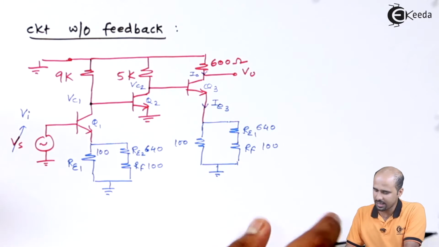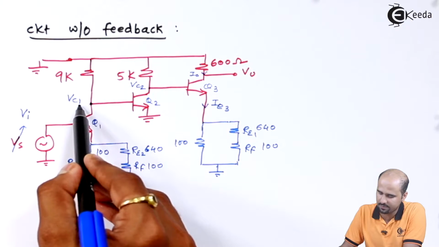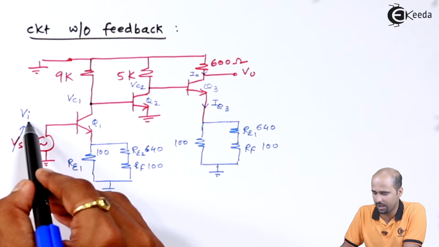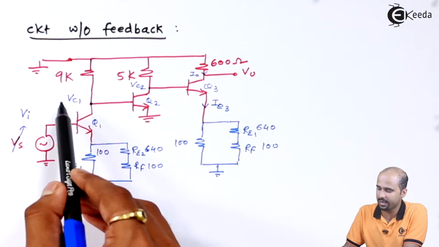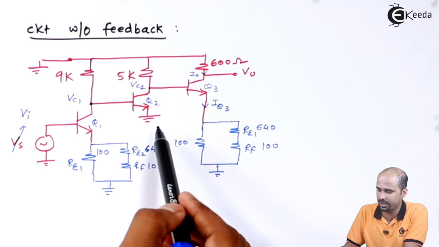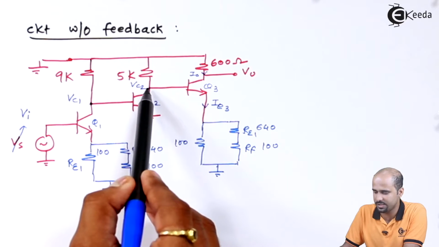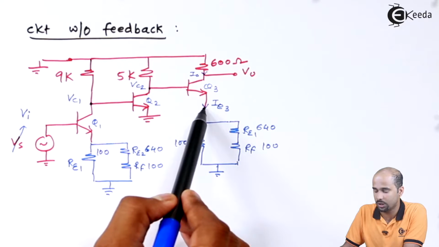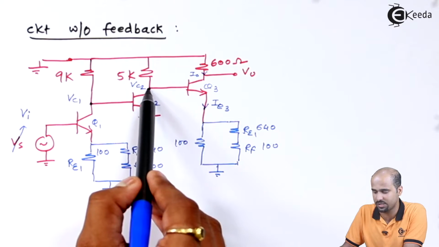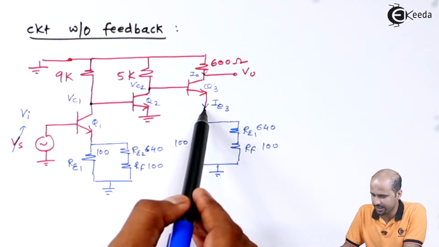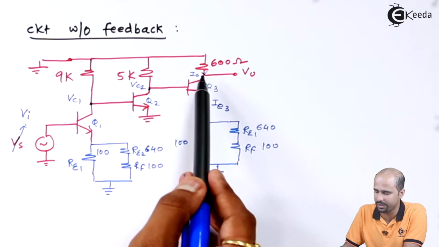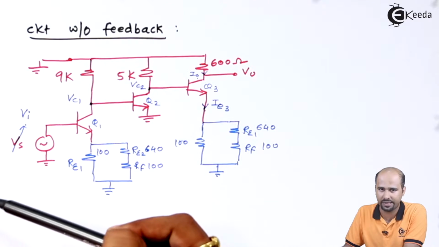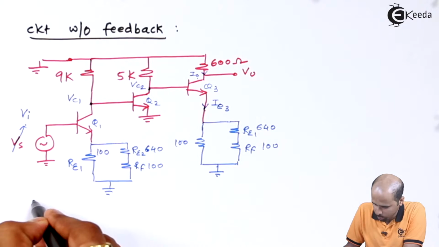So let's start with the value of VC1 with respect to VI, then VC2 with respect to VC1, and then we'll have to calculate the value of IE3 with respect to this VC2. Then we'll get to know what is the ratio of IE3 with respect to VI. Ultimately, it's nothing but IO divided by VI. So I will write it over here.